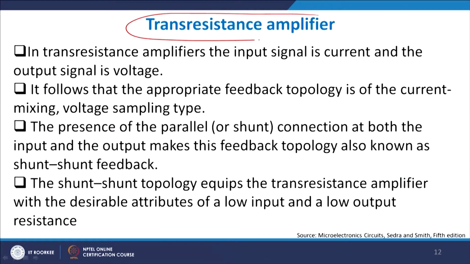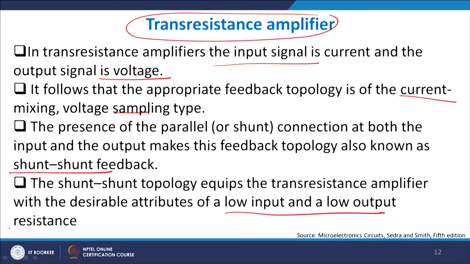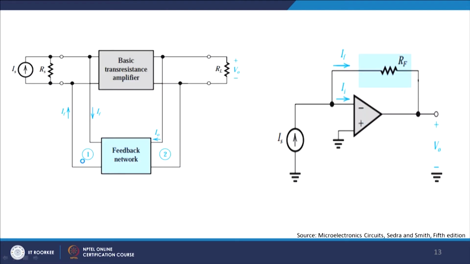We come to the last part of the amplifier, which is basically my transresistance amplifier. In this case, it is just the reverse of the previous case, where my input is basically a current signal and the output is basically a voltage. So, I will have current mixing and voltage sampling here, and it is also referred to as a shunt-shunt configuration, because both sampling and mixing will have shunt connection, and as I discussed with you, it will give you a low input as well as a low output resistance, because it is a shunt feedback.